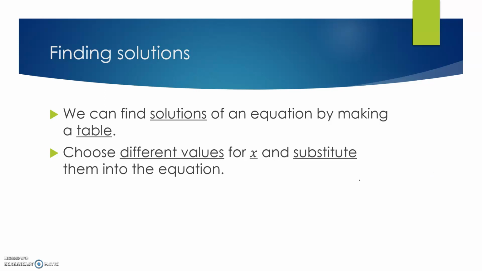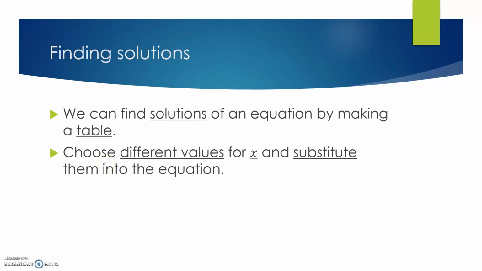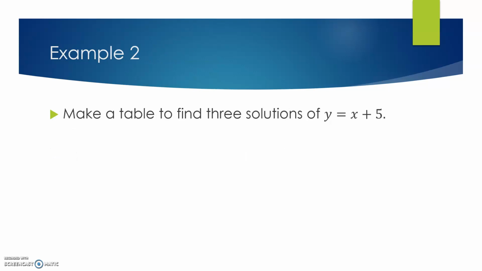So we can find solutions of an equation by making a table. We're going to choose different values for x and substitute them into the equation. Here we were given values that we had to substitute in, but we can actually have some freedom when we're given an equation to pick values of x and substitute them in. So let's try it. Make a table to find 3 solutions of y equals x plus 5. So I'm going to make a table with x over here. My equation is going to go in the middle, and I'm going to have y over here.